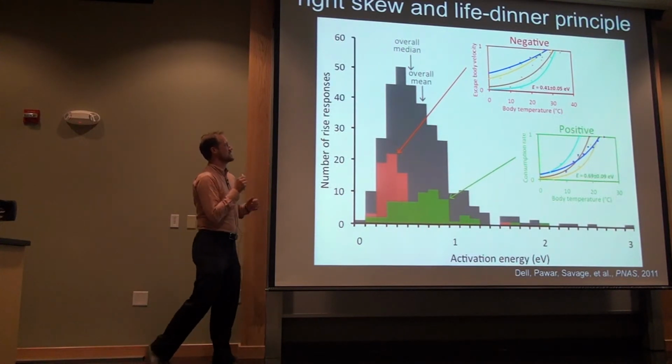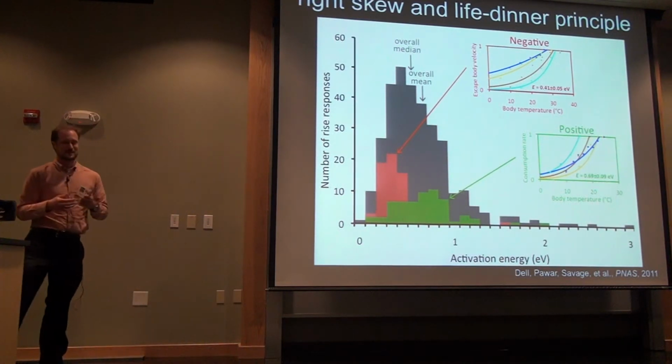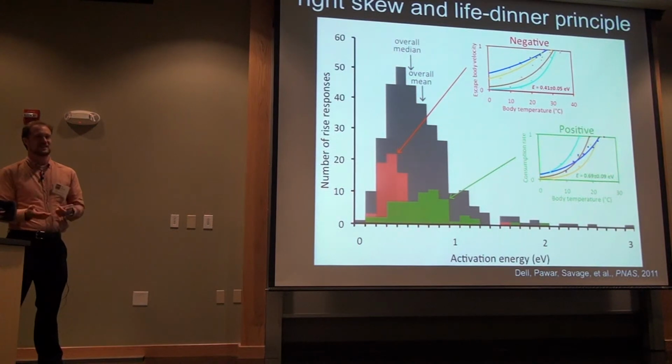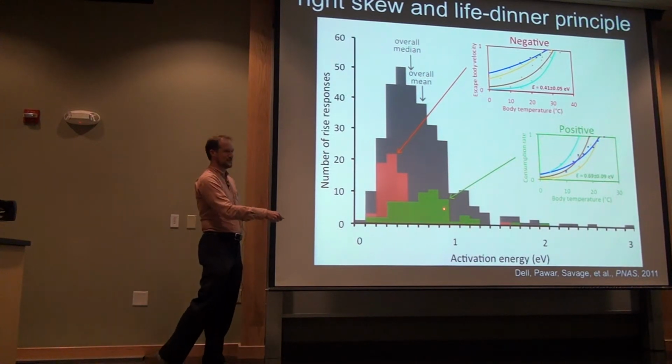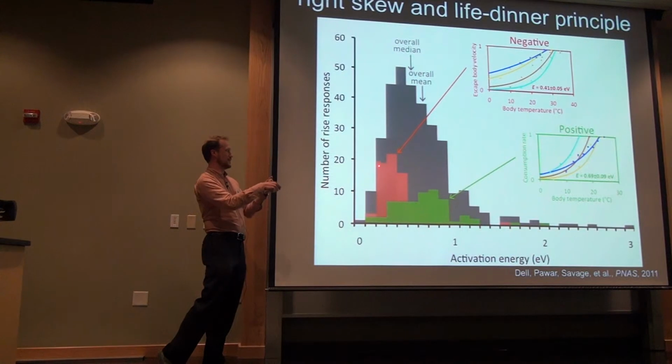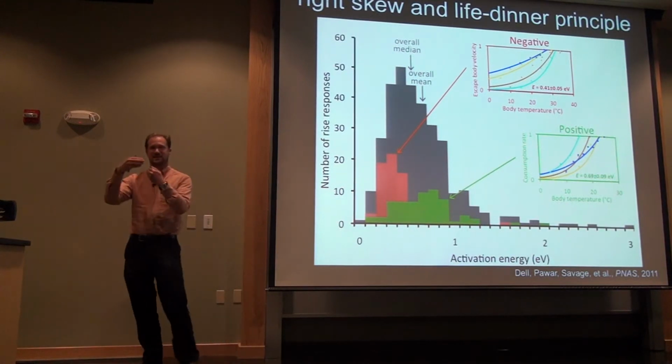And this could be related to something like a thermal life-dinner principle, that you have a stronger selection to save your life if you're the prey than you do to catch your dinner if you're the predator. So if you're the predator, you respond more to the thermodynamics, but if you're the prey, you have stronger evolutionary pressure to overcome the thermodynamics and maintain your escape velocity to get away from the predator.